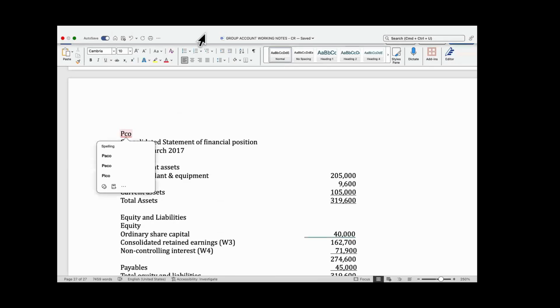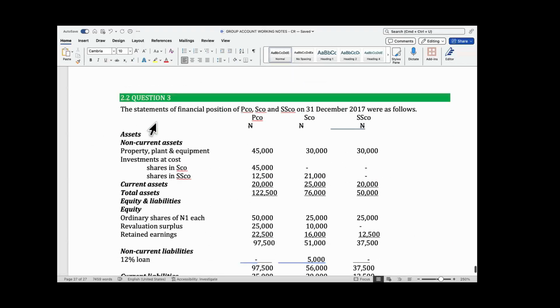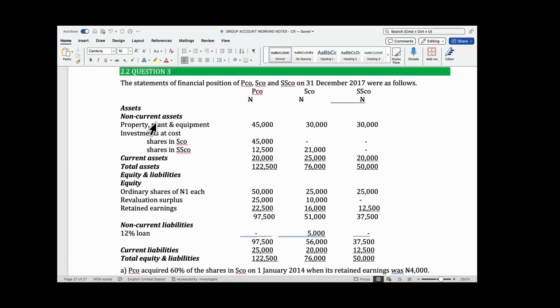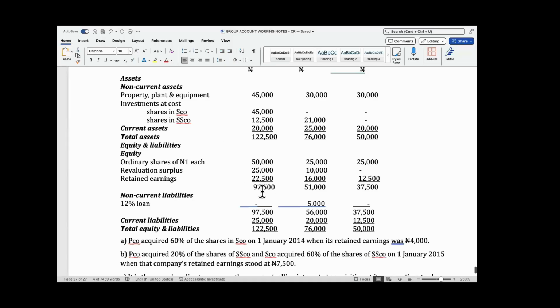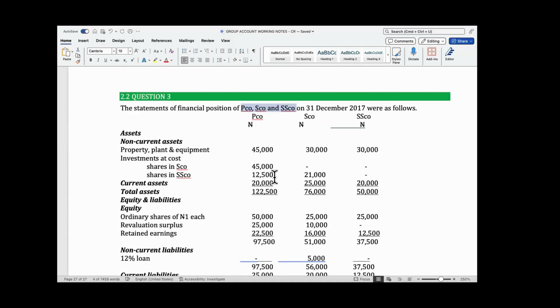Now let's solve one more, this third one. For this third one, it's not so different, but now they just added some additional sugar for you guys. So the statements of financial position of PICO, ESCO, and SSCO on 31 December 2017 were as follows. So they give us the statement of financial position for the three of them. Now, the major thing here is the cancellation, and I can see these investments.